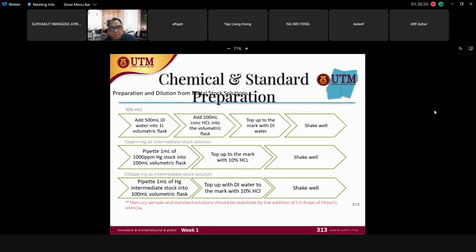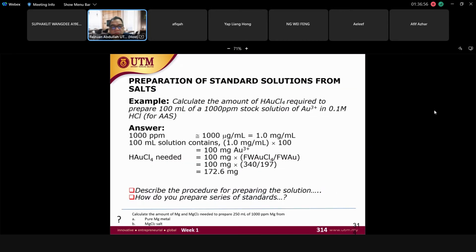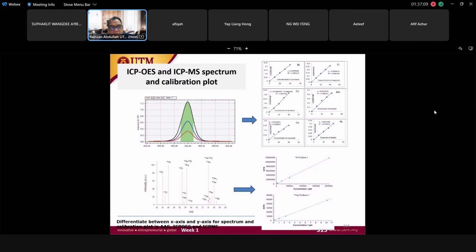This is how we can prepare the standard with an exact concentration. For example, you have 1,000 ppm, but you need to do only 10 ppm, for example.